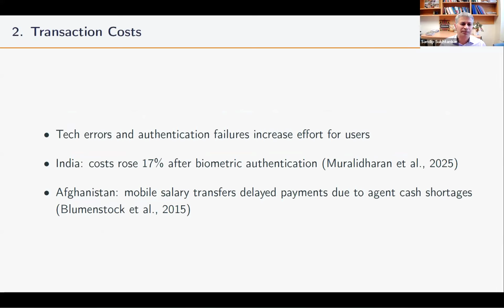The second sort of pitfall can be related to transaction costs. So when do these occur? When there's sort of failures with the technology, right? The authentication doesn't work. They say, sorry, I can't give you food. Or, oh, the mobile money transfer didn't go through because of some glitch. And that can be really, really costly, especially if people are really, really poor.